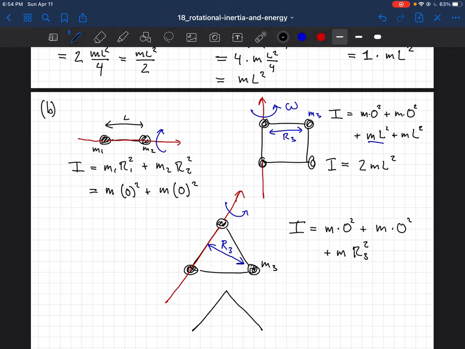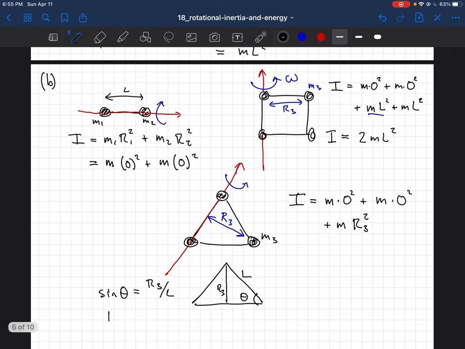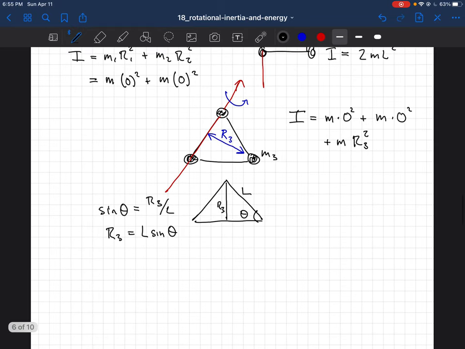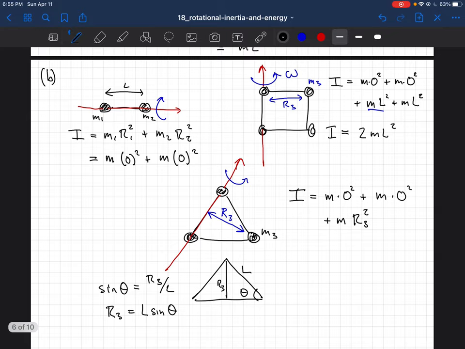And what is R3? Well, I have this equilateral triangle. This is my R3. And this is theta, which is 60 degrees. And this is L here. So what do we get from that? Well, sine of theta is equal to R3 over L, or R3 is equal to L sine theta. Okay? So that's not what we had last time, because in the previous case, R was the hypotenuse. Now R is just a side.